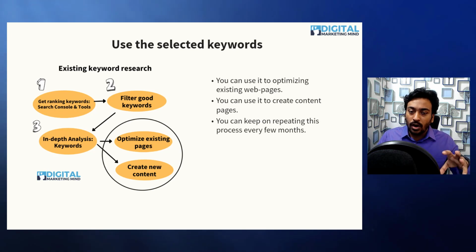And this is not a one-and-done process. You can repeat this process every 2 to 3 months to find more new keywords and more new opportunities, because search is dynamic. The search results and ranking keywords are also going to change a lot. So depending on how the industry changes or what different data you get, you can keep on doing this every 2 to 3 months.